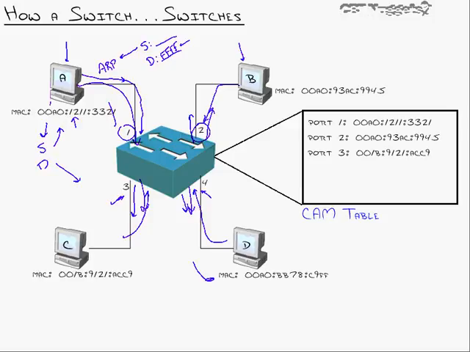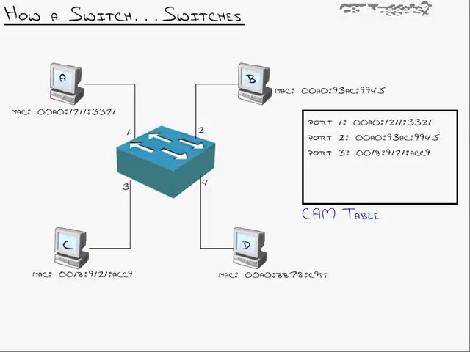And from then on out, when PCA wants to send to PCB, all the switch has to do is take that message in, look at its CAM table, look at its MAC address table, and say, oh, you're just going out here. And it does not disturb any of the devices on the network. This is why this switch is considered to have four collision domains. It's separate, it isolates them. Only the traffic that belongs out each port will go out it.